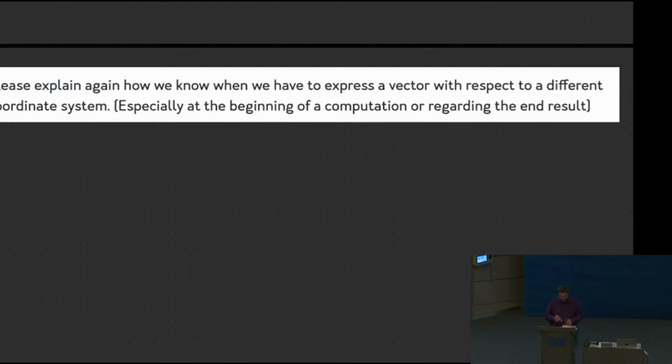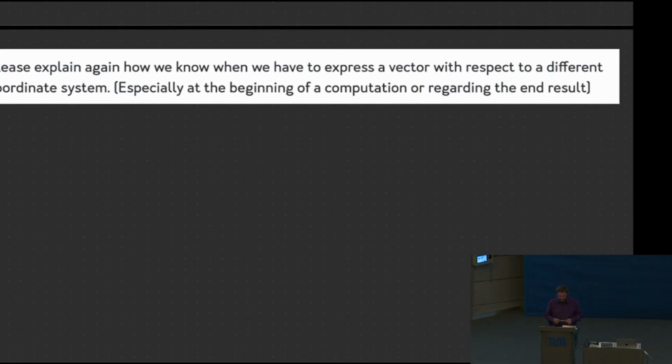And I think I have one more. Please explain again how we know when we have to express a vector with respect to a different coordinate system. It's very hard to give a general answer to that. Basically, in most cases, either the problem statement will say to express that vector in B coordinates or something like that, and then of course you should do just that.